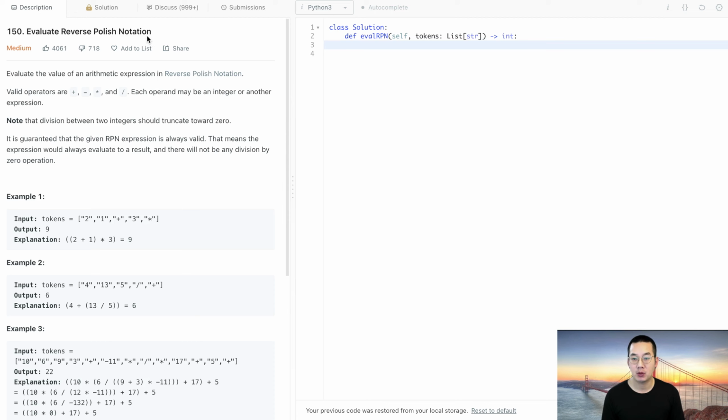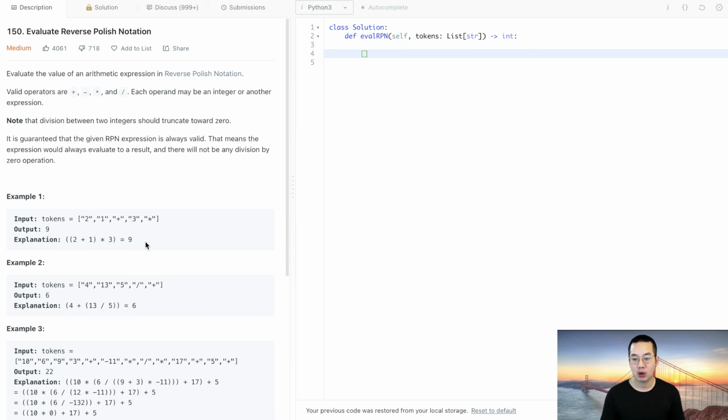Evaluate reverse Polish notation. What this means is that reverse Polish notation is basically using a stack. So this is a stack type problem. In this problem we have tokens, and this is our input and output.